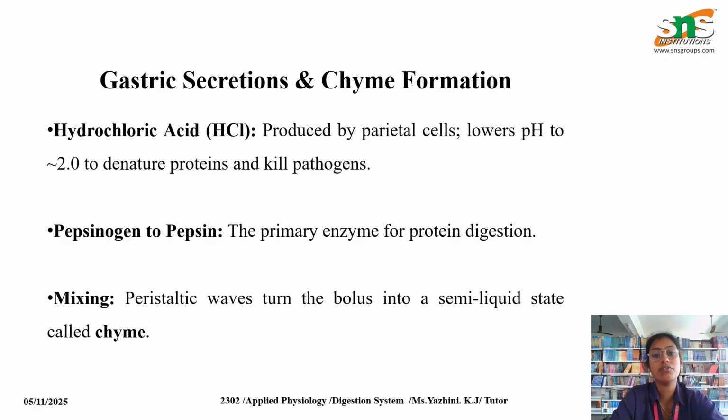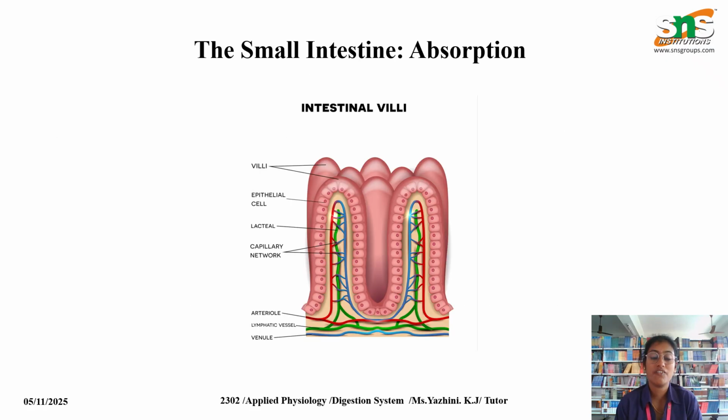And in nursing, this is related to conditions like ulcers, because excessive acid can lead to ulcers in humans. And also remember the stomach mucus layer, which protects it from self-digestion. We have seen what helps in the digestion of food in the parts of the stomach.